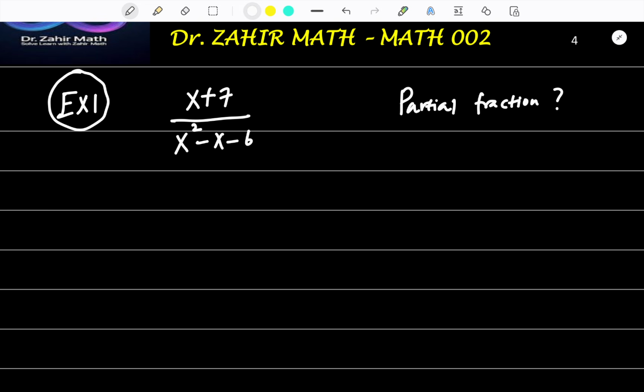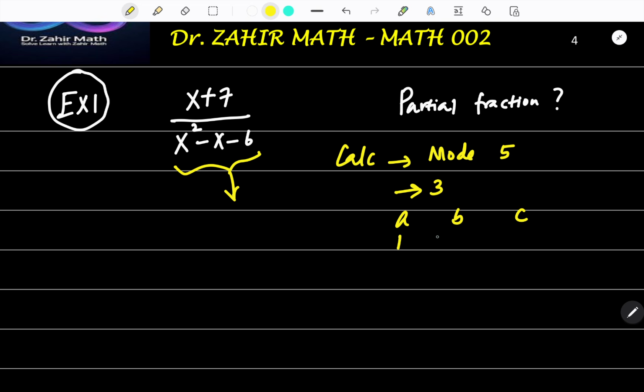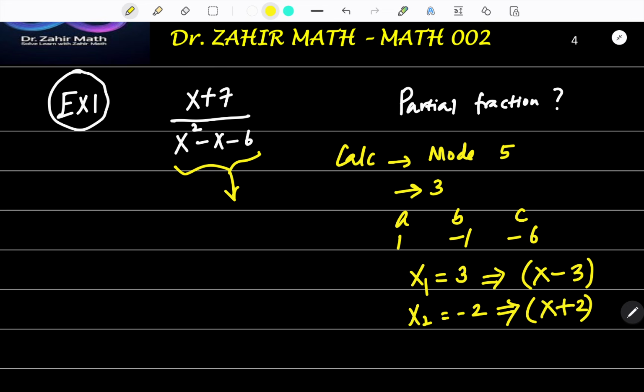Teacher, first thing, where is the product? Yes, it looks like a product. It is a quadratic equation, so it has two factors. Go to the calculator, then mode 5 and then 3, and you will get A, B, C. A is the coefficient of x square, B is the coefficient of x, and C is the number. So 1, minus 1 and then minus 6. It gives x1 is equal to 3 and x2 is equal to minus 2. What did I say? If it is plus 3, write the factor minus 3. If it is minus 2, write the factor plus 2.